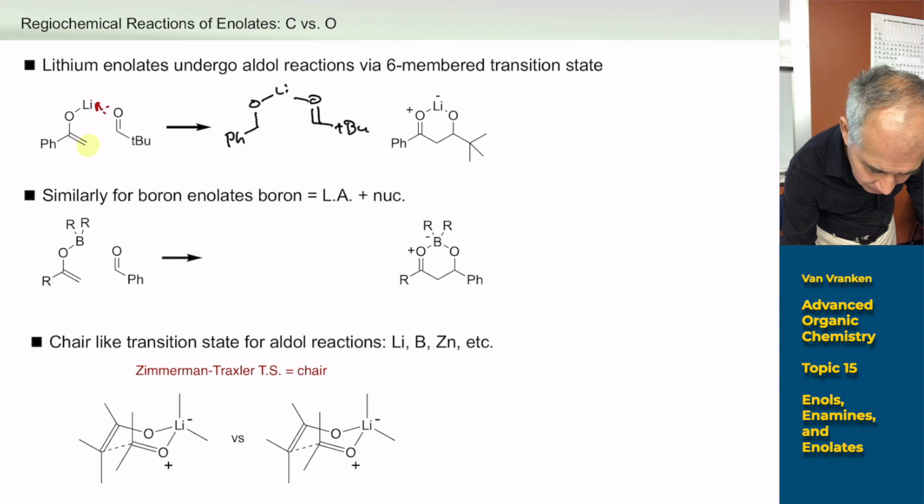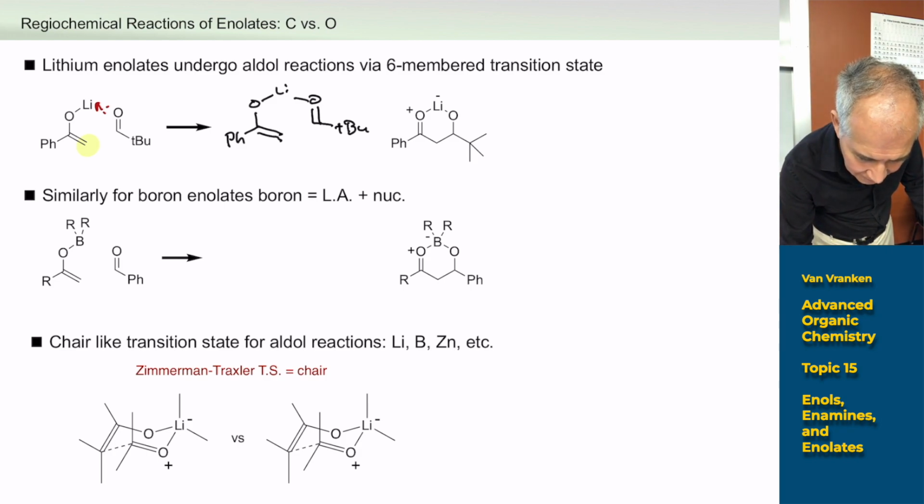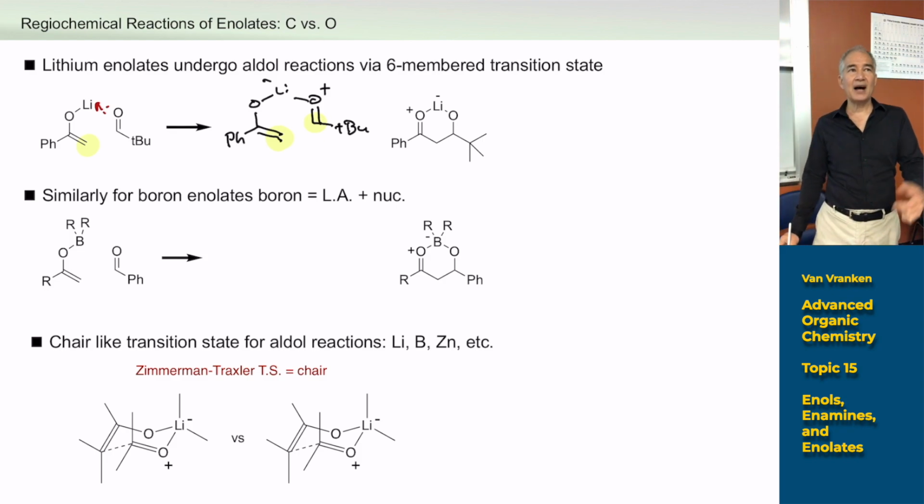I've got this t-butyl group. Now look at that. I've got that nucleophilic bond there. Let me fix my charges, I didn't finish my charges. I've got that nucleophilic bond here on my enolate, and it is poised 6 atoms away from the carbonyl of the aldehyde.